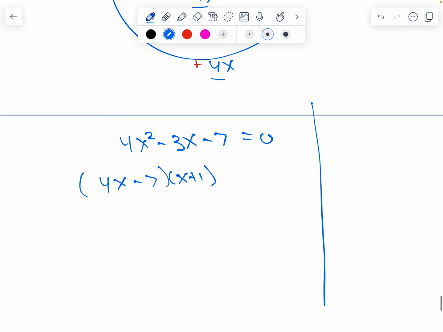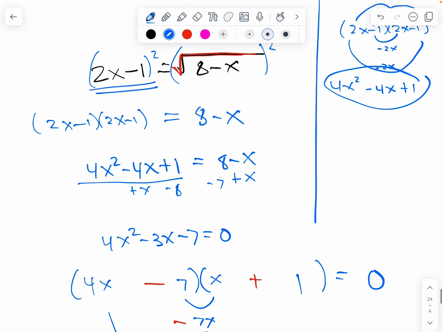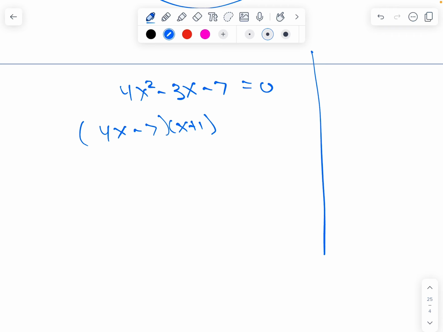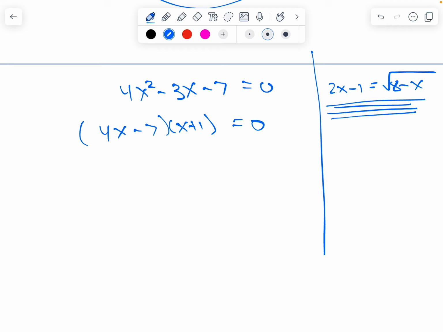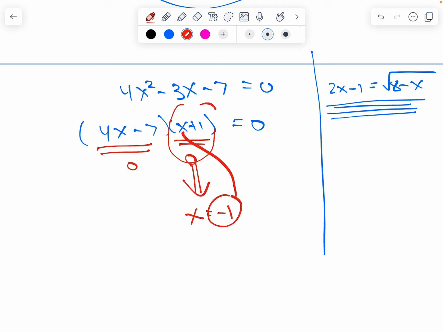And this really comes from our original question. Our original question is 2x minus 1 equals the square root of 8 minus x. So this is what we have to check in the end, but for now, let's keep on solving this quadratic. In order for this thing to equal 0, either that thing has to be 0 or that thing has to be 0. Now for this one, it's easy to see that if x is -1, then -1 plus 1 is 0. So -1 is an easy solution.